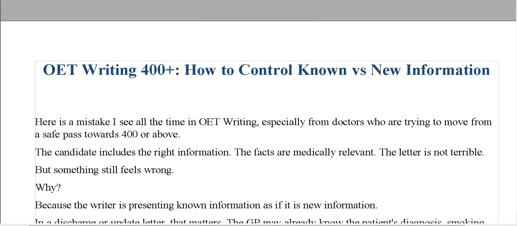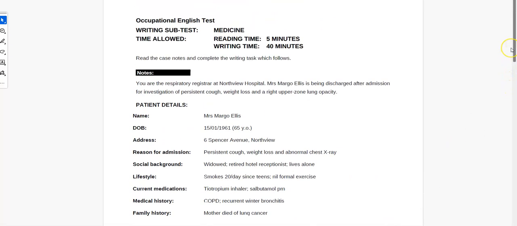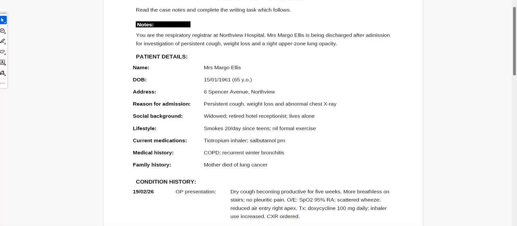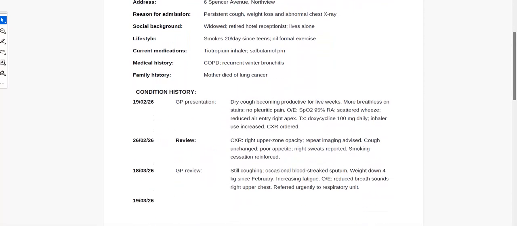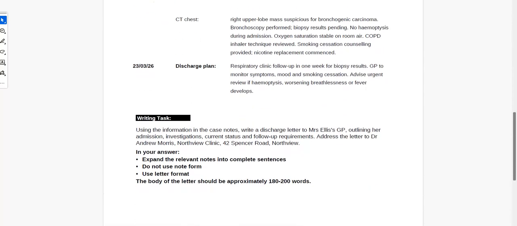So in these case notes, for example, this is a discharge, right? I'll slowly go through it. Okay, discharged. You can pause it, read the notes for yourself. Okay, pause. Okay, so we're writing a discharge to the GP.